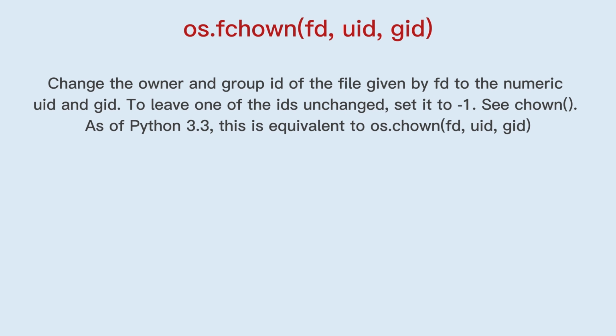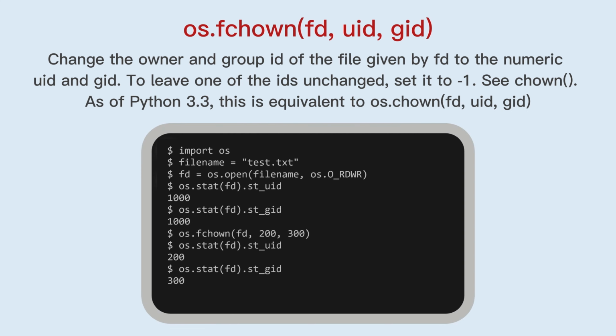os.fchown. Change the owner and group id of the file given by fd to the numeric uid and gid. To leave one of the ids unchanged, set it to -1. See chown. It is equivalent to os.chown.